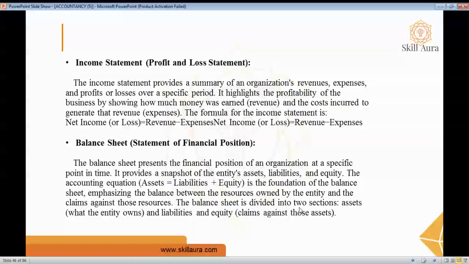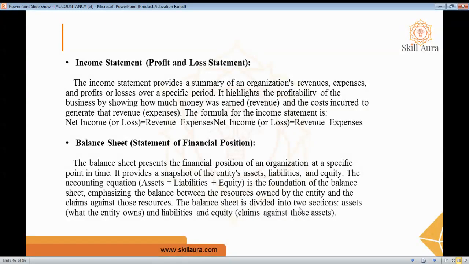There are three main types of financial statements, that is income statement, balance sheet, and cash flow statement. Each provides different insight into a company's financial performance. Let's go with the meaning of each.